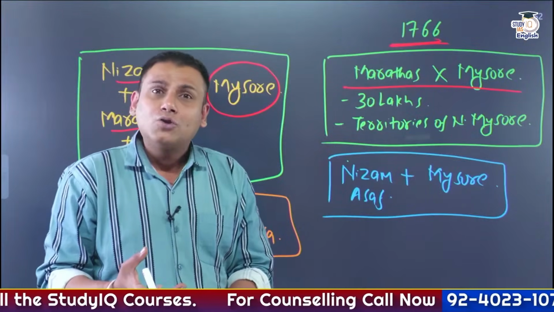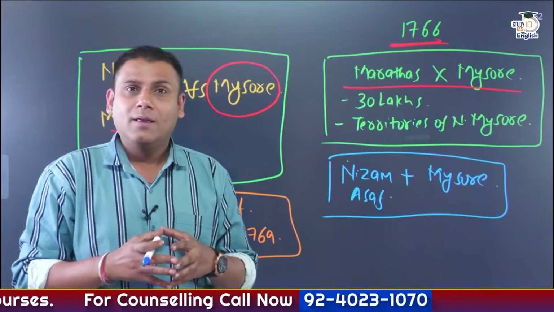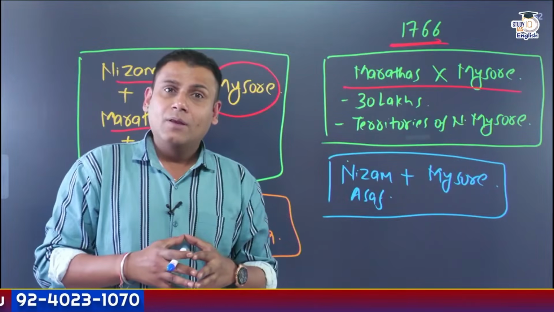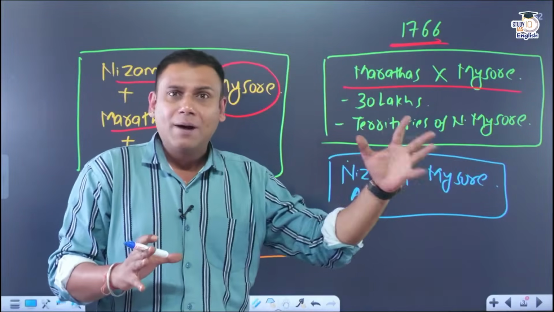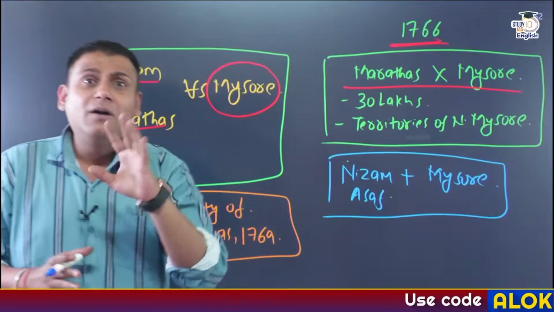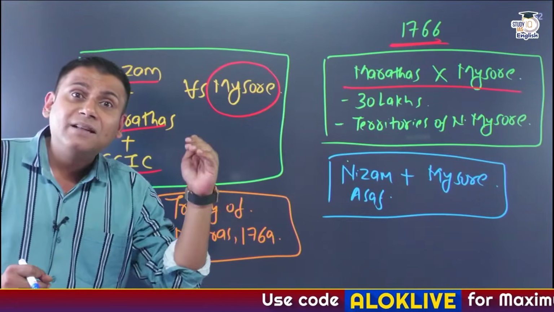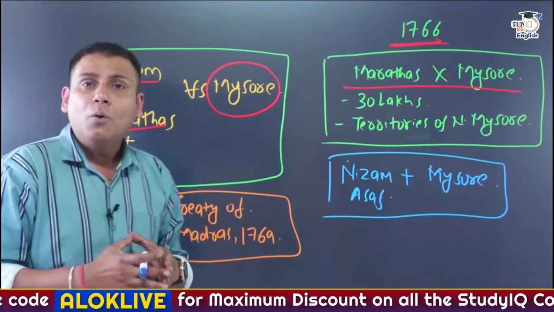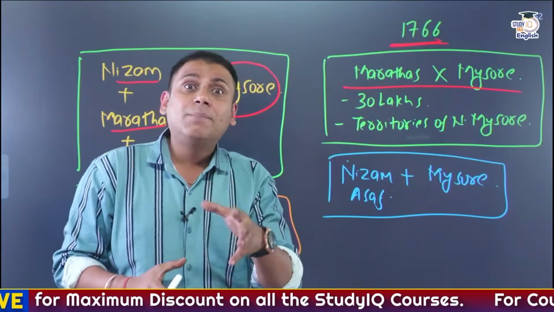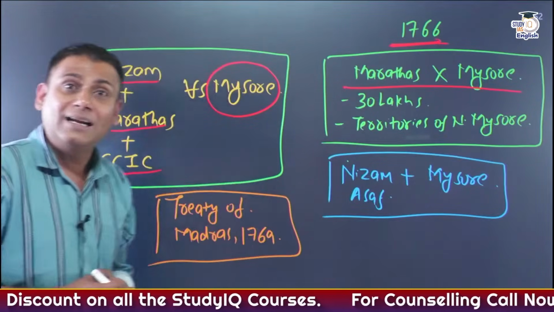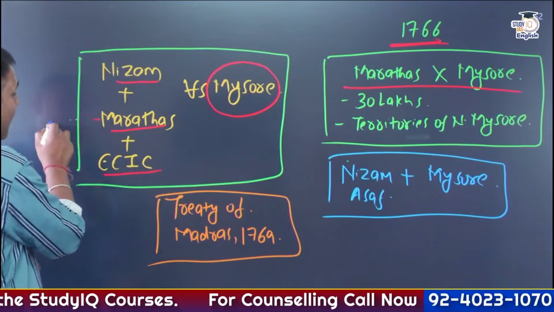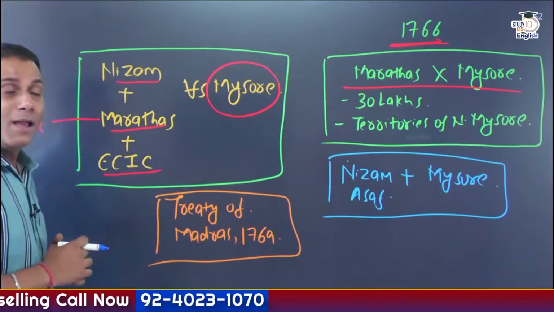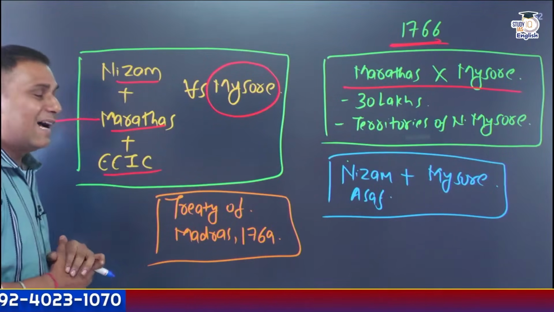Okay, so why don't you form an alliance with me? At that time, I will give you 30 lakh rupees. Hyder Ali told this to Peshwa Madhav Rao. I will give you 30 lakh rupees. Apart from this, I will cede certain territories of northern Mysore to you. Madhav Rao, who was representing the Marathas, accepted this offer. So at this time, Marathas were out of the league. Understand his diplomatic skill. Now comes the turn of Nizam.